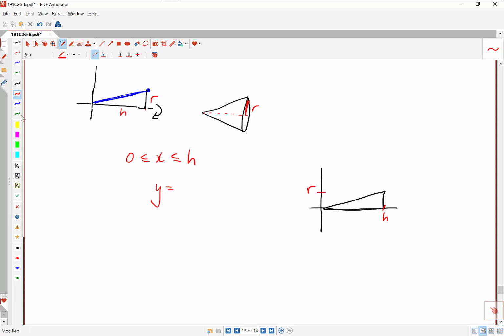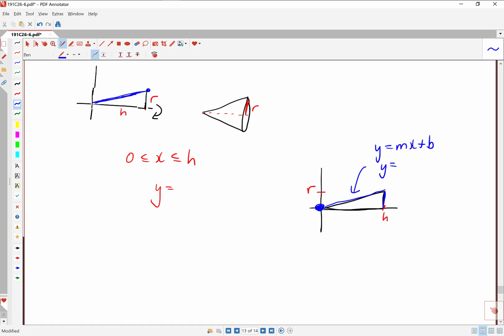So let's come up with an equation for this line here. We'd say y equals mx plus b. But what's our y-intercept? Well, it's 0. So b is 0. And what's our slope? Well, slope is rise over run.